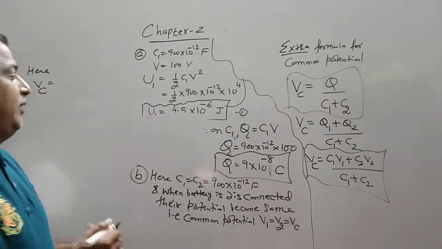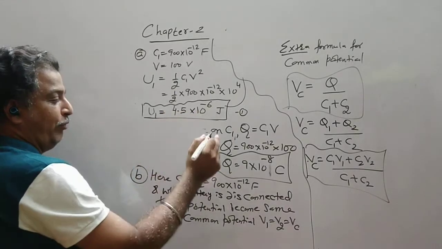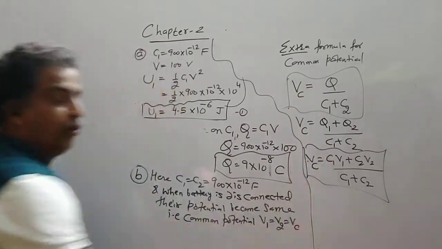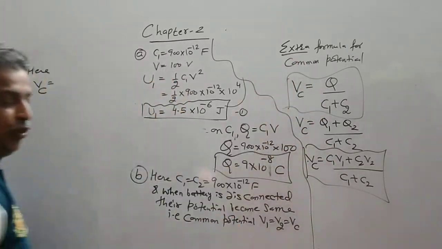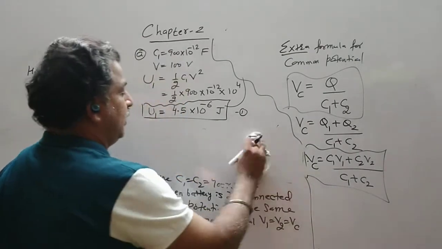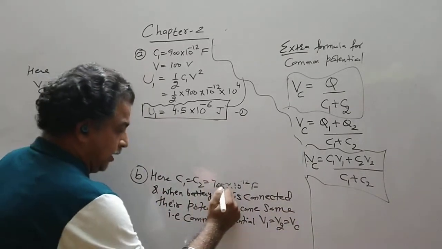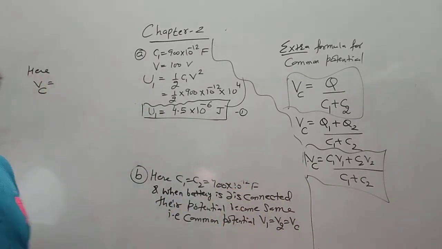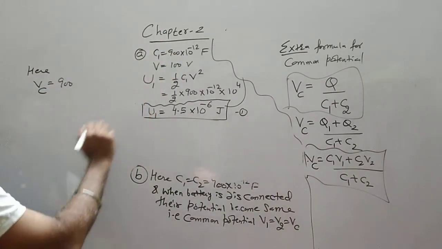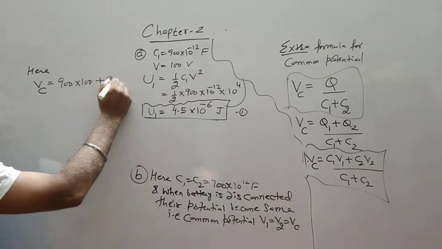But suppose I find U1 and then instead of finding Q, I directly move to the common potential, then I will apply this formula. I will not take the other formula because I have not found Q. So in the first part, if you are not finding the Q, you can take the help of the common potential formula. So common potential: C1 900 pico, V1 100 plus C2 900.